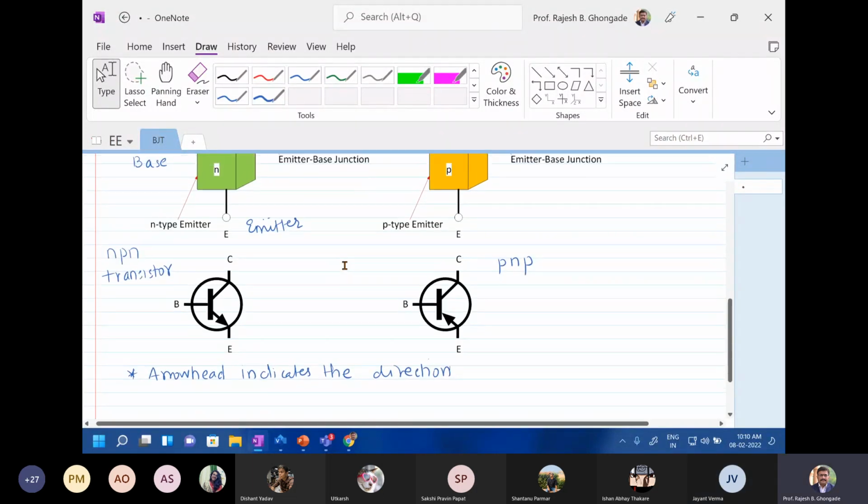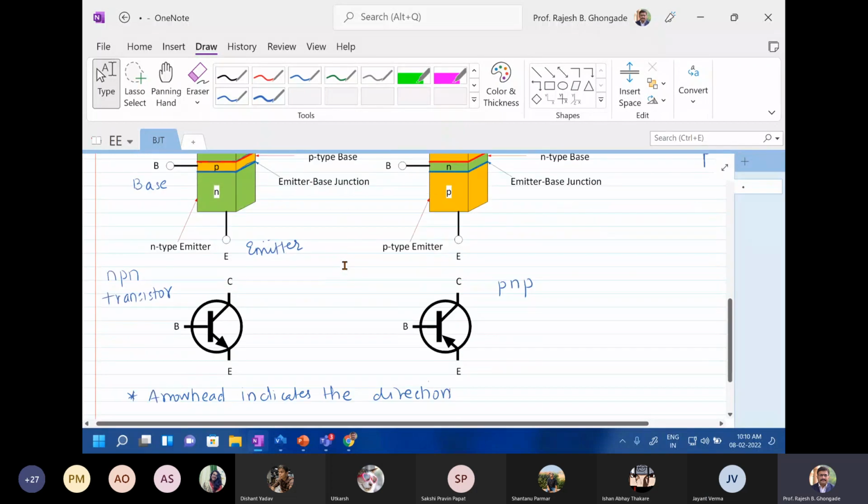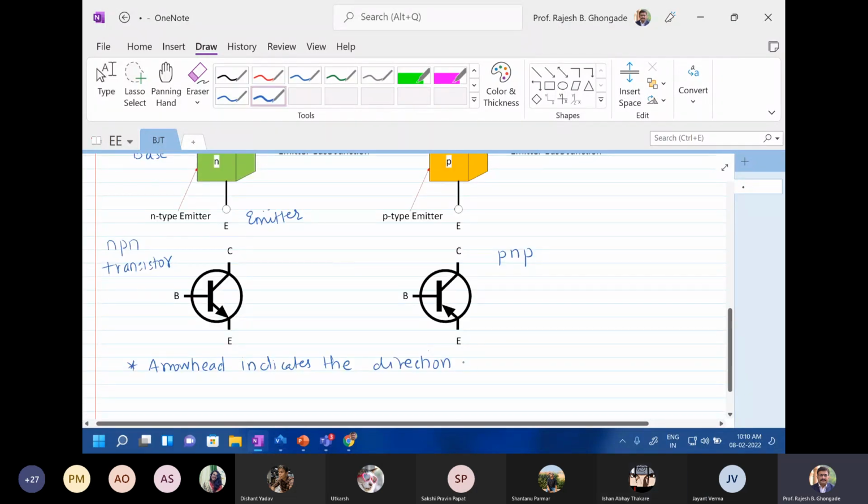Okay, so the arrowhead indicates the direction of conventional current flow. Very, very important. So what does the arrow indicate? It indicates how the current will flow. It will flow like this. In this case, the current is going to flow like this. Understand this first.